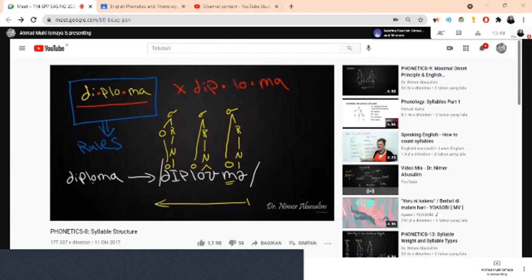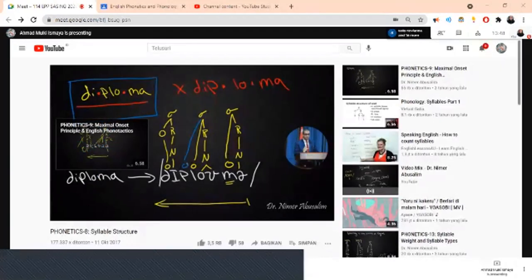So let's see what rules exist here. Why is it that native speakers prefer to make this a second onset instead of giving it to the coda of this syllable? In the next lecture, we're going to discuss exactly why this is the case. See you there.